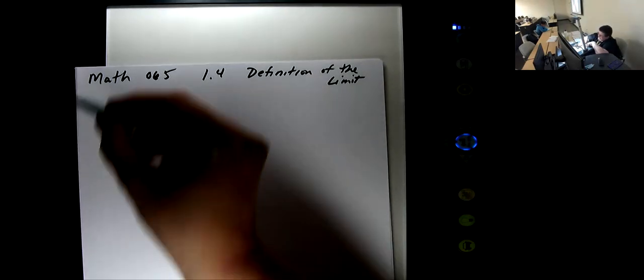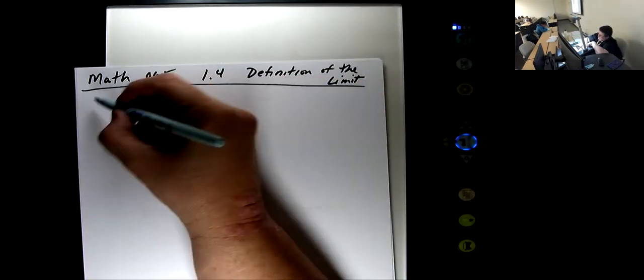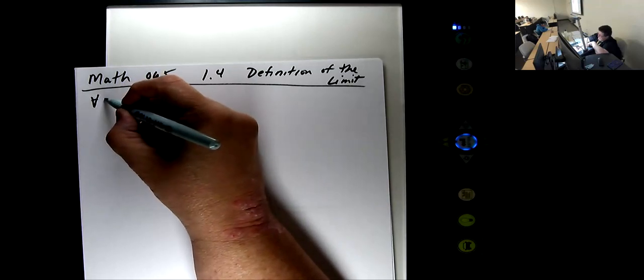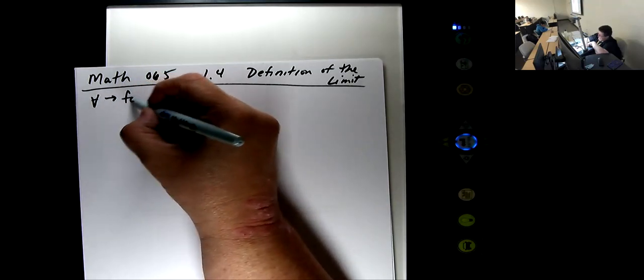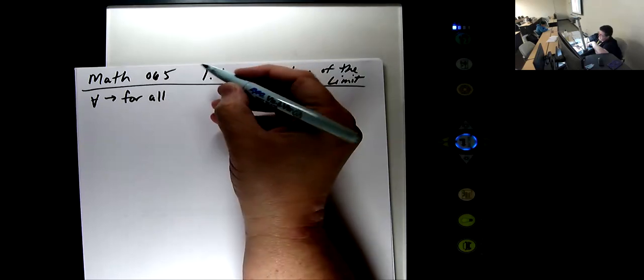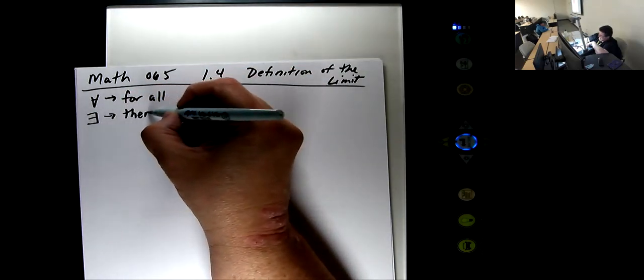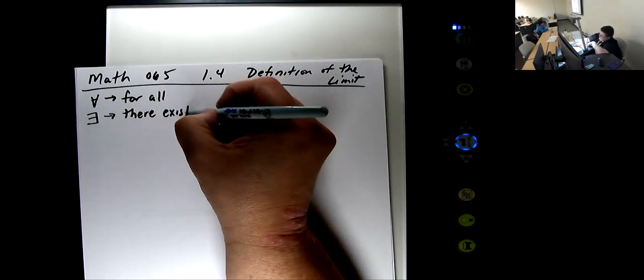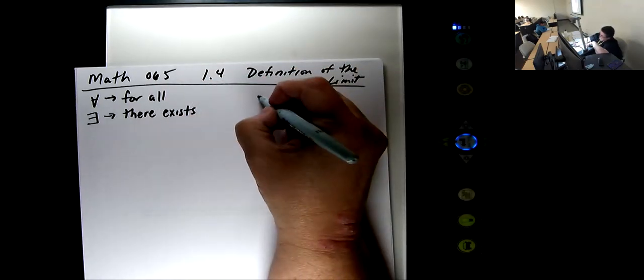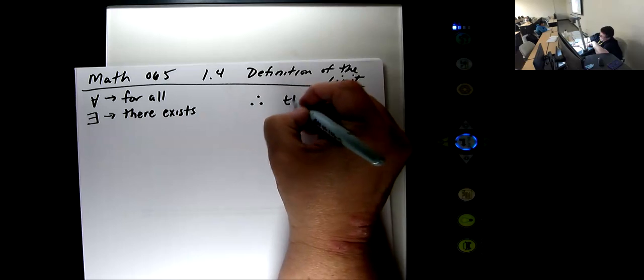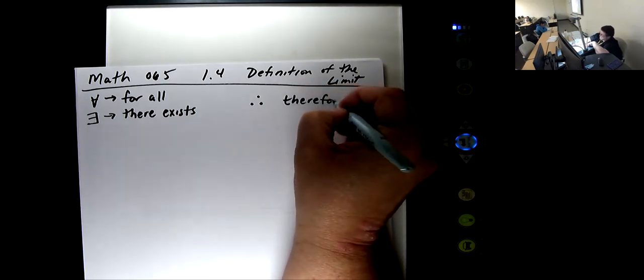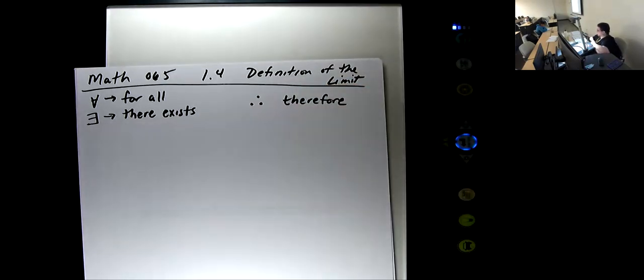A little bit of notation. We use this throughout this. This means for all. This means there exists. I think I've shown you those two before. And then triple dot means therefore. That's math jargon. Triple dot in like a triangle shape.